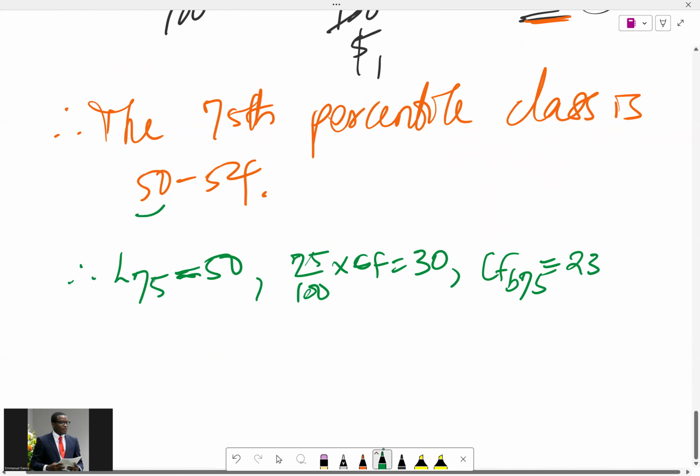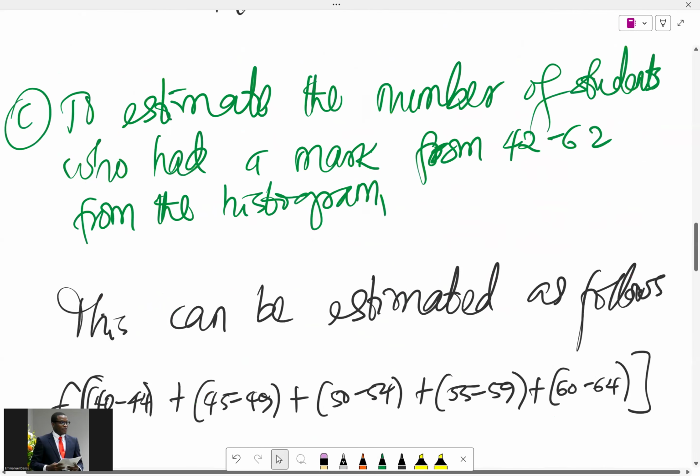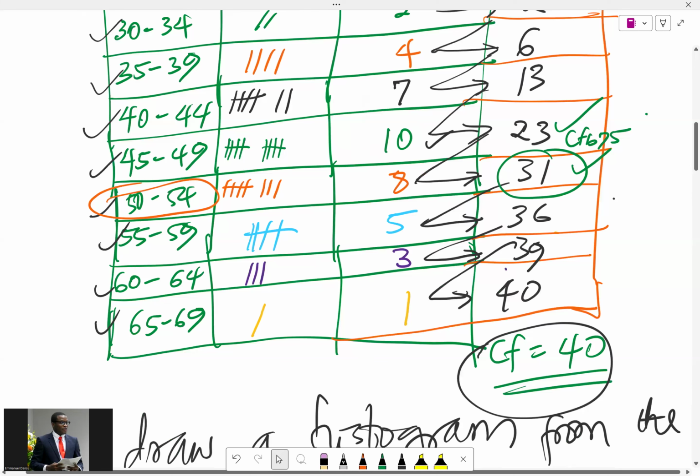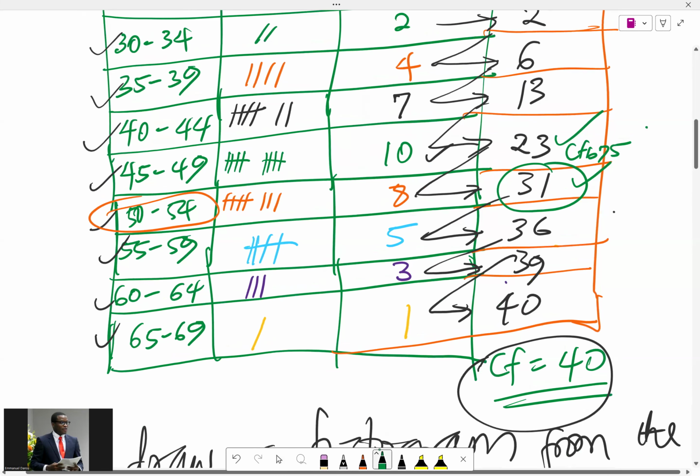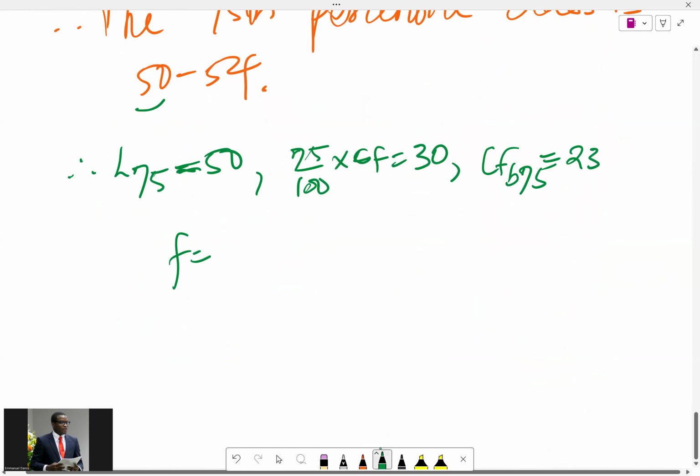What else do we need? We need the actual frequency of the 75th percentile class. For 50 to 54, the frequency is 8. So 8 is the frequency of the 75th percentile class. Okay, so we have F to be 8.